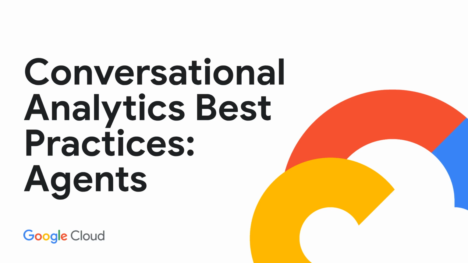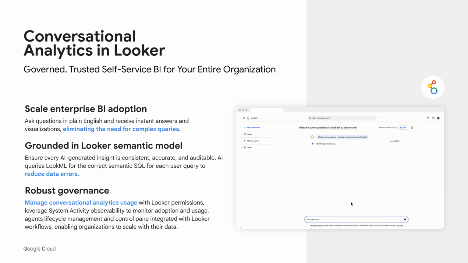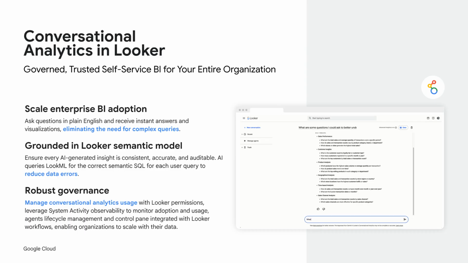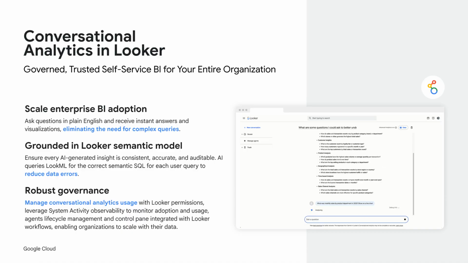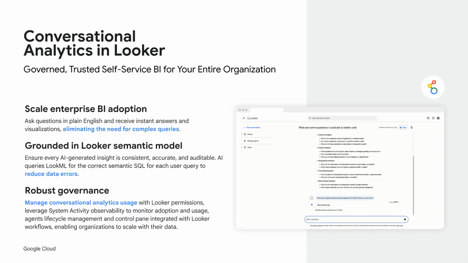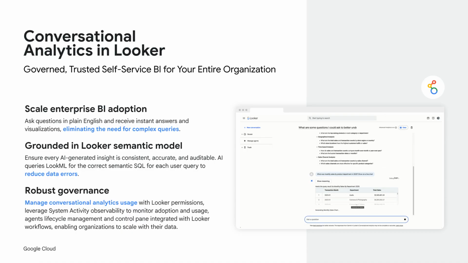Hi, everybody. Welcome to Conversational Analytics Best Practices for Agents. The goal of this video is to explain how to best optimize your agents for conversational analytics in Looker. Looker's semantic layer and agents are some of the main inputs to Gemini for consistent, governed access, ensuring accuracy and consistency across teams. Let's consider how this works.